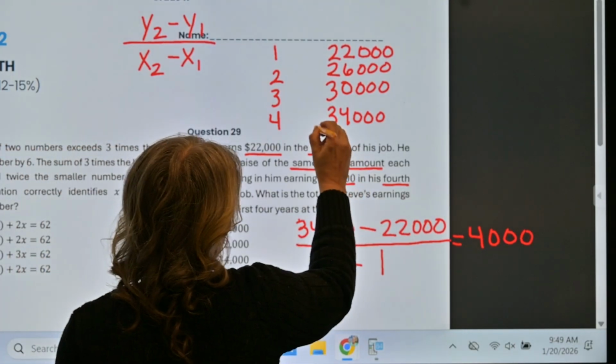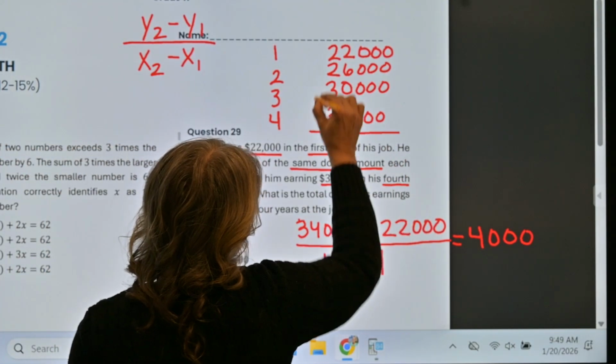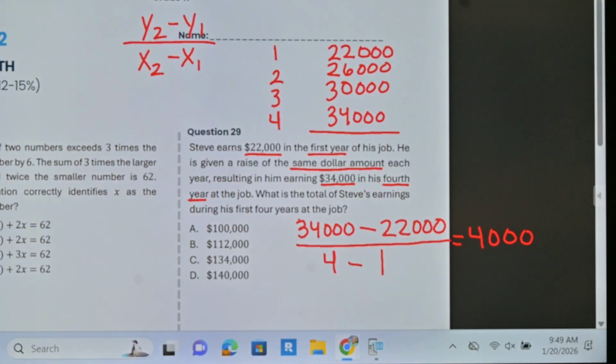And then what you would do in your calculator is total all of these. So go ahead and total those up and tell me what you get.